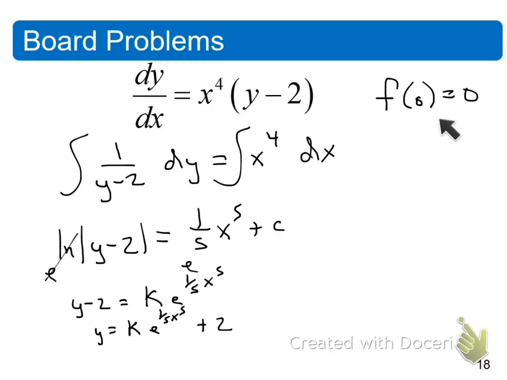I told you the initial condition, f of 0 equals 0. So let's plug in and solve for k. So I'm going to plug in 0 for y, 0 for x. Let's see. Let's do some math in our head here. Look up on the screen. Let's see. 0 times 1/5 is 0. Hey, what's e to the 0? 1 times k is k, plus 2. So what's k, guys? k is negative 2. So we can come in and rewrite the equation: y equals negative 2 e to the 1/5 x to the 5th plus 2.